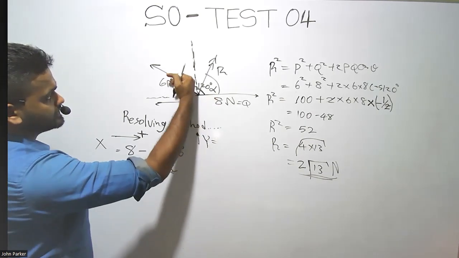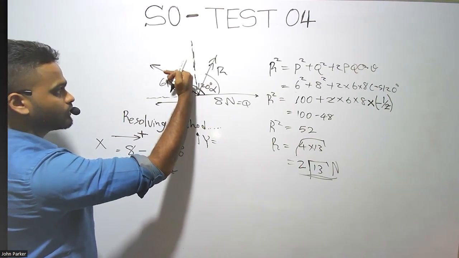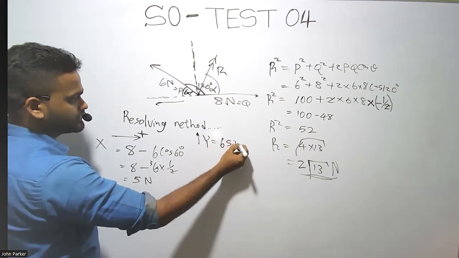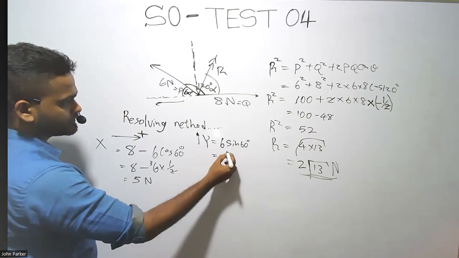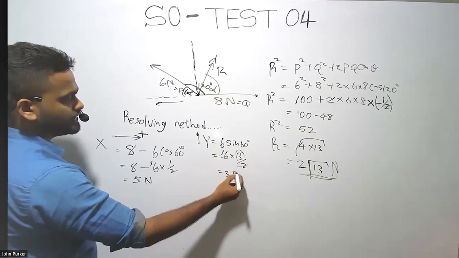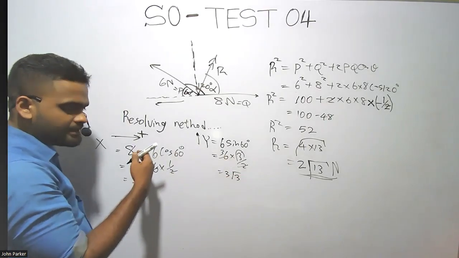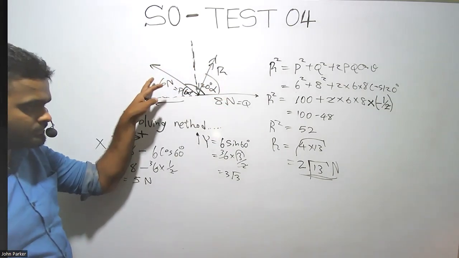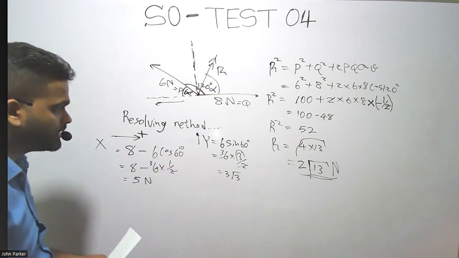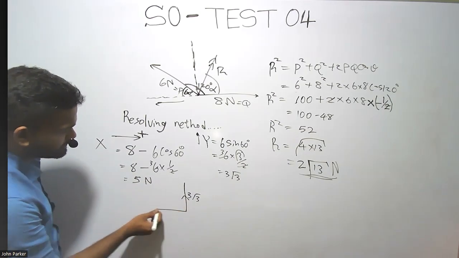What do we have? 6. You can go either sine 60 or cos 30. We'll go sine 60. 6 sine 60. Sine 60 means root 3 over 2. So this becomes 3 root 3. Now we have made this system into perpendicular components, right? Normal components. So y is to this direction, we have 3 root 3, and x is to other direction, that is 5.